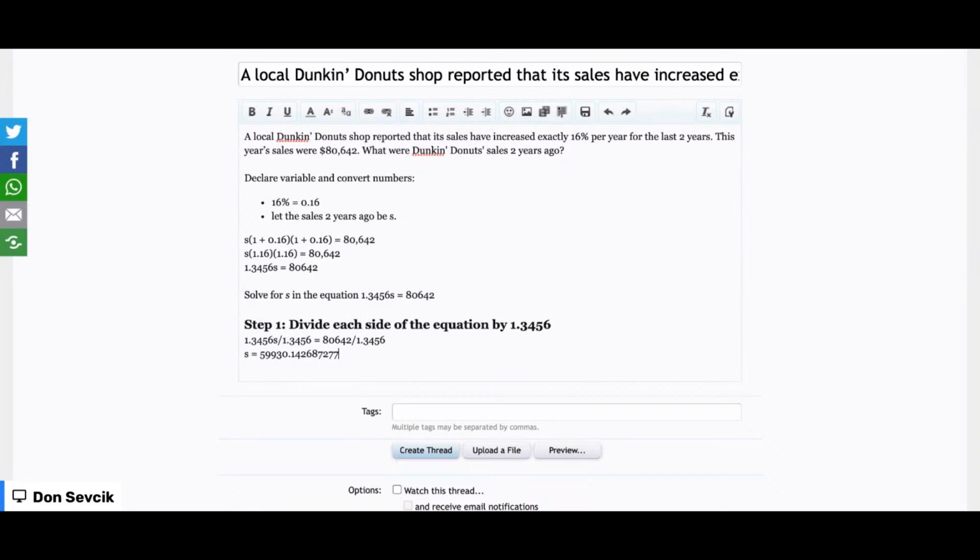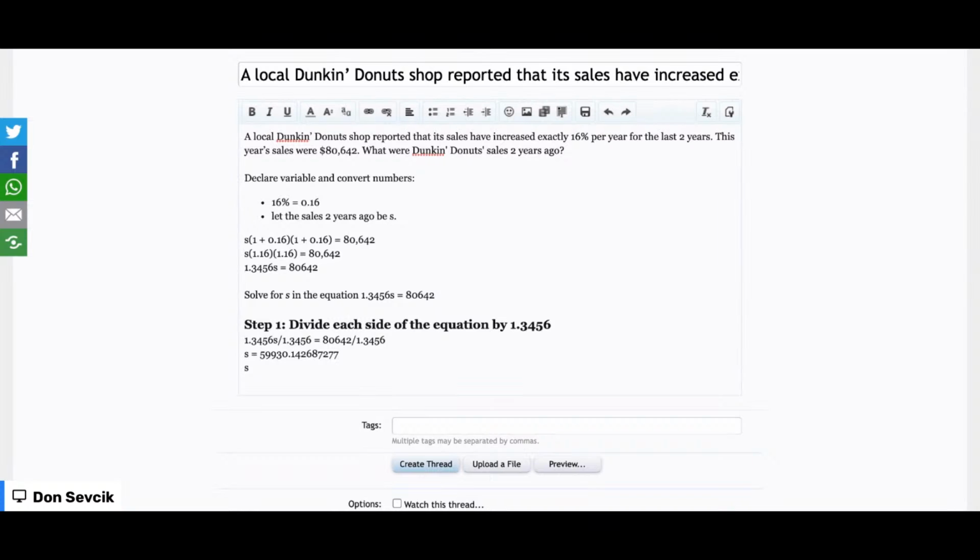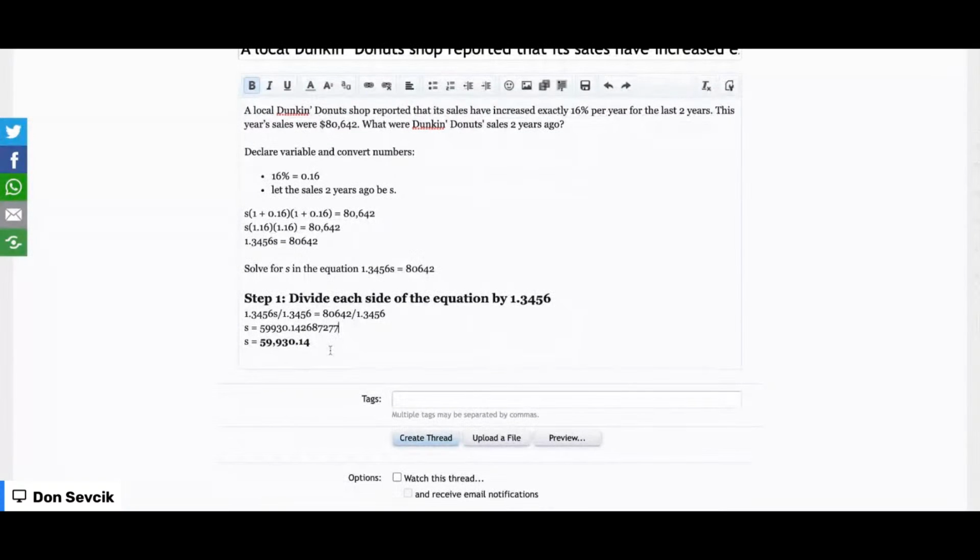Now, dollars and cents are usually rounded to 2 decimal points. This digit is less than 5, so we don't round up. So we started 2 years ago with these sales. We increased by 16%, increased by another 16%, and we get this. So I'll just do increase percentage, and that's our answer.